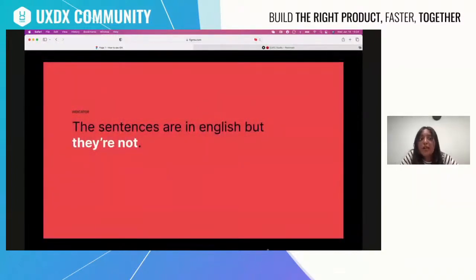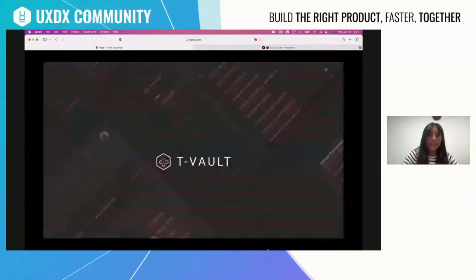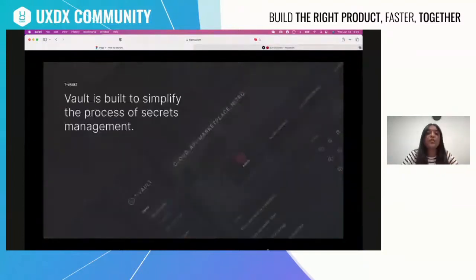What I mean is that when people are talking around you and you understand all the words, but they don't really make sense unless you're part of that product team, then that's a very good indicator that you're in a space that's very, very technical. For example, there was a product that we worked on called T-Vault. And the way we described the product was that it was to simplify the process of secrets management. Now, I'm sure all of you know all of the words on this page, but what does it really mean?